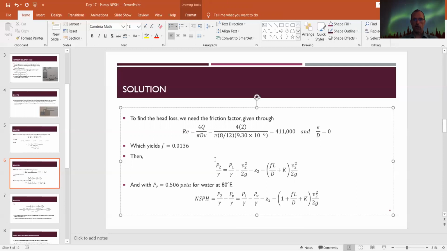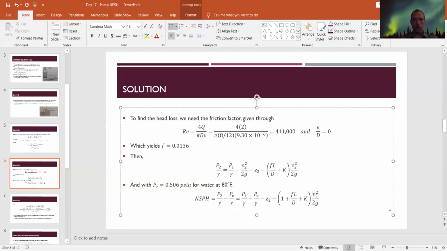So then looking at the equation that I'm left with, I have P2 over gamma, the only thing left on the left-hand side, equals P1 over gamma minus V2 squared over 2g minus Z2 minus this head loss term, which I can write as (f L over D plus K) times V2 squared over 2g. But then I already have a V2 squared here, so I can pull that into this term here, and that's where this 1 comes from.